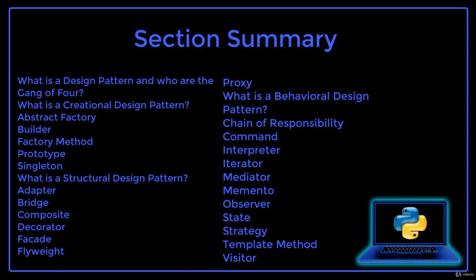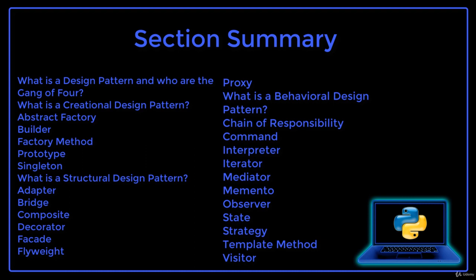The structural design patterns we learned about are adapter, bridge, composite, decorator, facade, flyweight, and proxy. The adapter design pattern lets classes that normally couldn't work together because of incompatible interfaces work together by matching interfaces of different classes. The bridge design pattern separates an object's interface from its implementation. The composite design pattern lets us compose objects into tree structures. It allows clients to treat individual objects as well as compositions of objects uniformly.